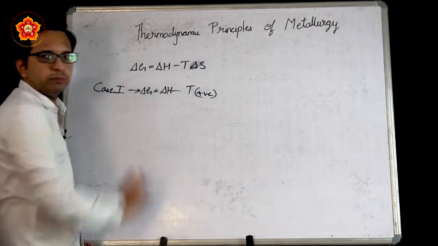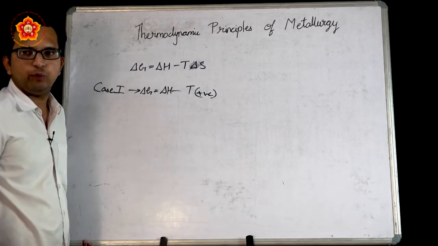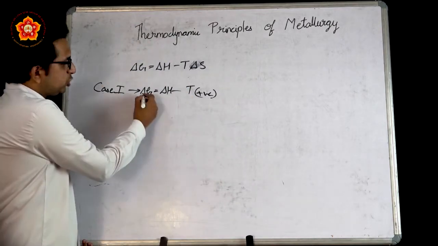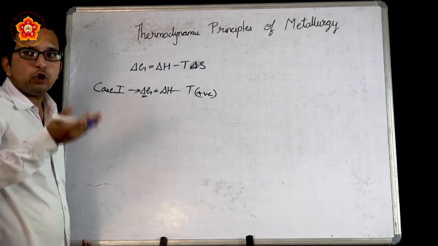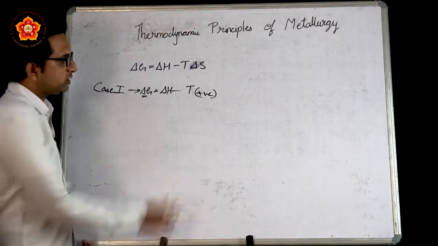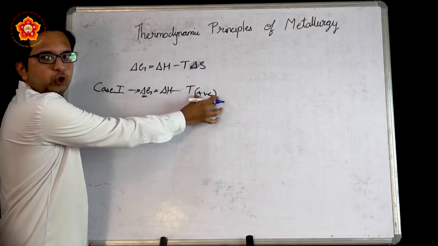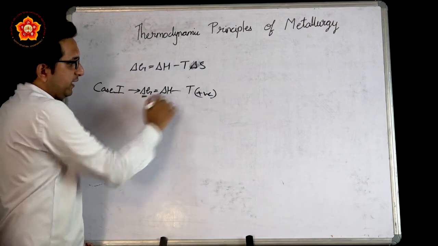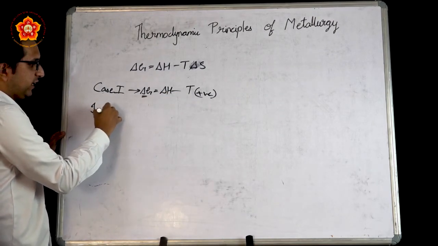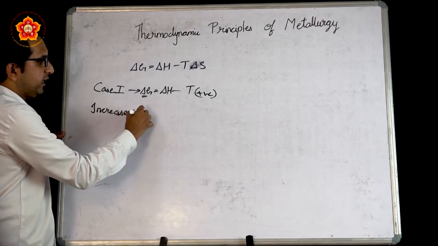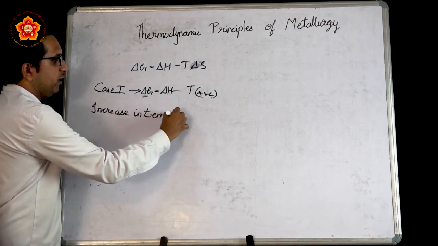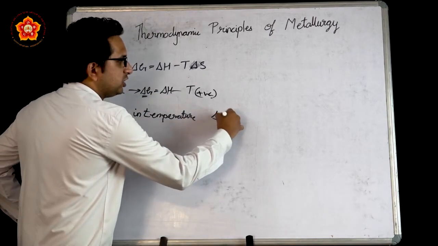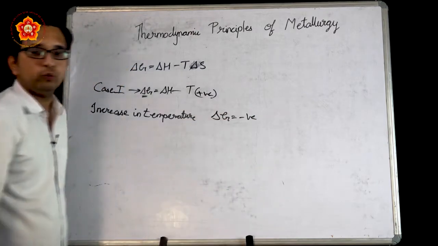Now, what does this condition mean? Irrespective of the delta H value, if temperature increases, this value of delta G will slowly increase in its negative factor, because this entire factor T into positive entropy is in negative form. So when we consider a case of increase in temperature, we realize that as the temperature increases, delta G becomes more and more negative.